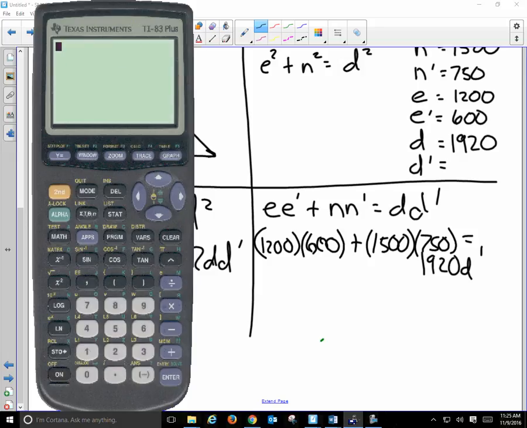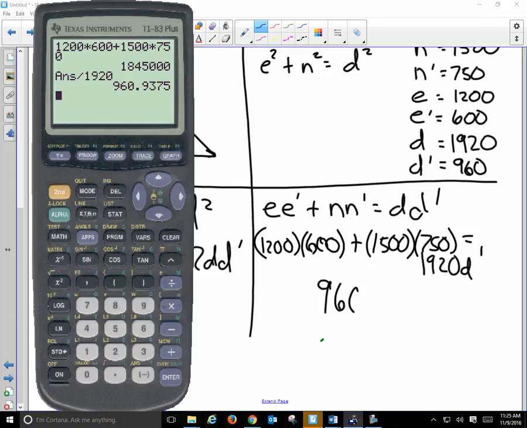So I'm going to solve. I have 1,200 times 600 plus 1,500 times 750. And I get this, and I'm going to divide by 1920. I get 960. And what is the label? Miles per hour. Kind of neat, huh? All right. Good.